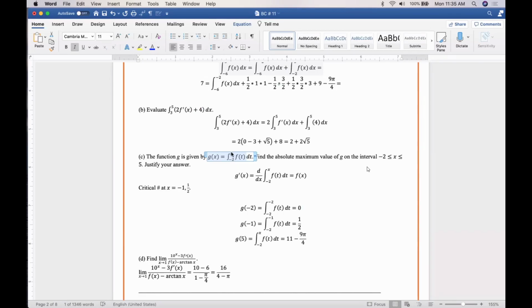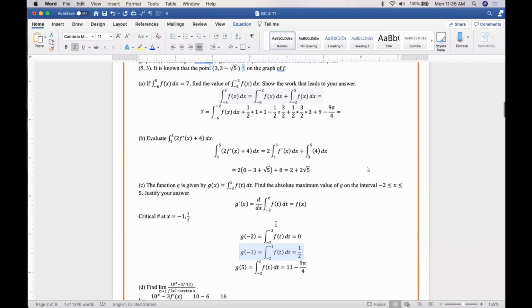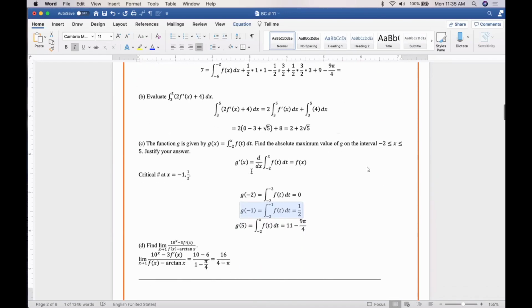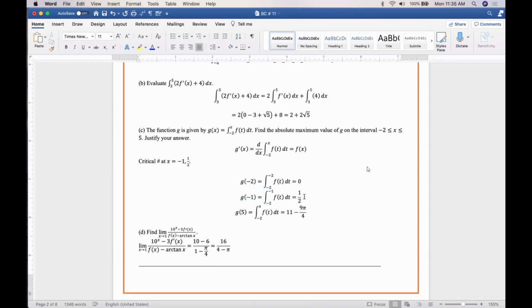Integral from negative 2 to negative 2 is 0. Now, the integral at negative 1, being the critical number, is when we find the area. We did find that area before, and it would equal a half. So that's why I put equal to a half.